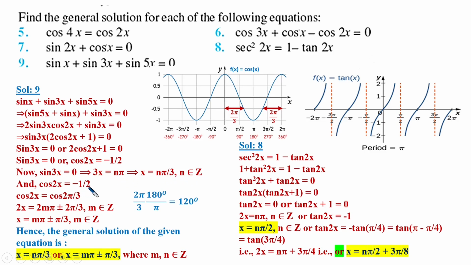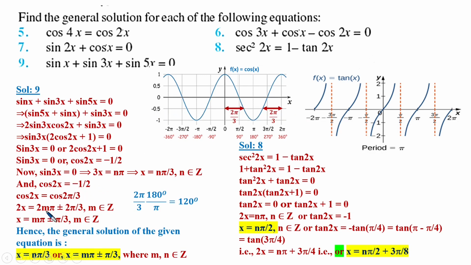And cos of 2x equal to minus half means it is here, this is half. So at this value 2 pi by 3, cos of 2 pi by 3 is minus half. So this is the negative side. So I can write 2x will be 2 pi by 3. Then here also at 2 pi minus 2 pi by 3. Then again here at 2 pi plus 2 pi by 3, this line will come here. So again you will have the same value of minus 0.5, that is minus half.